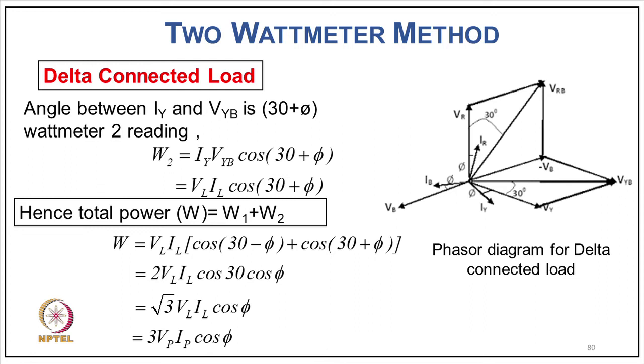So, the total power W will be W1 plus W2 equal to VL IL in brackets cos 30 minus phi plus cos 30 plus phi. That will become 2 VL IL cos 30 into cos phi, and that will be equal to root 3 VL IL cos phi, or equal to 3 V phase I phase cos phi.